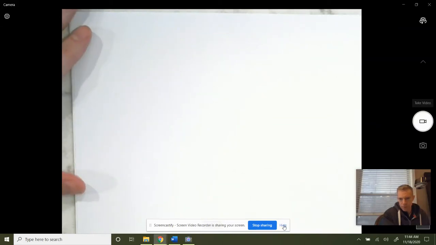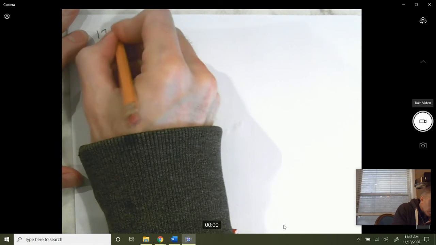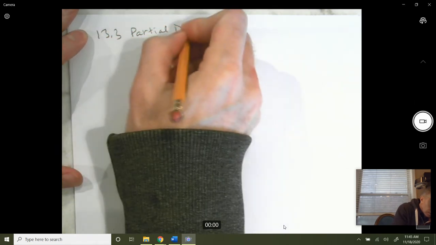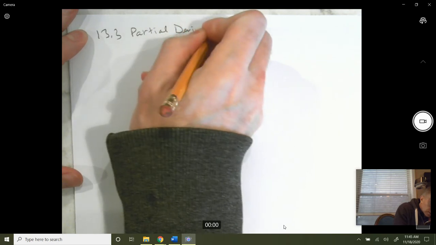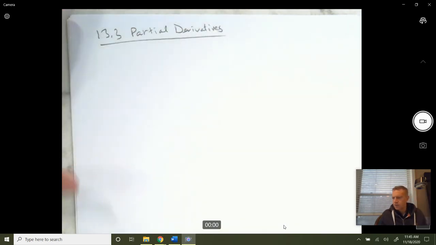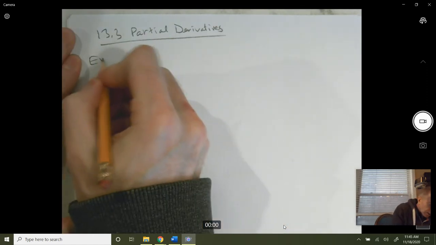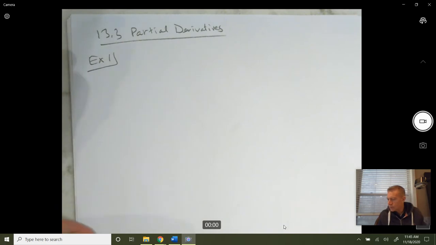All right, good morning. 13.3, we're going to talk about partial derivatives, which maybe sounds more complicated than it is. Basically, a partial derivative is when you've got a function of more than one variable, you're taking a derivative with respect to one of those variables, okay? So for instance, let's just do example one real quick, and I'll show you how this works, and then I'll give you a couple examples of what this means.